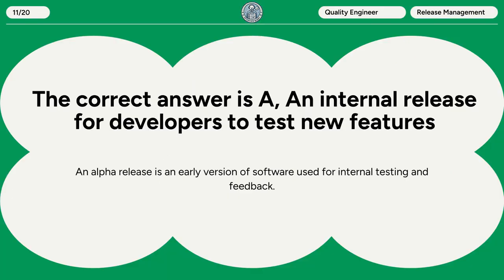The correct answer is A. An internal release for developers to test new features. An alpha release is an early version of software used for internal testing and feedback.